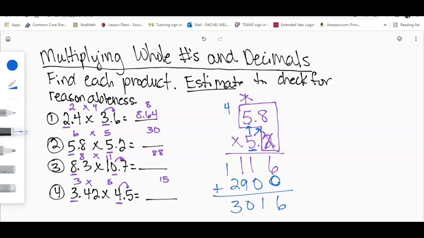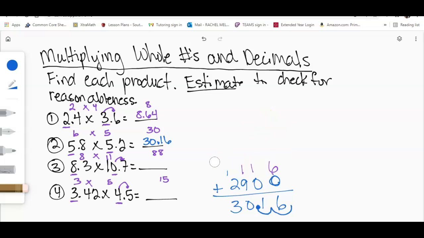And now the last step is to count over. So this factor has 1 decimal place. This factor has 1 decimal place. 1 plus 1 is 2, so I start here and I go over 2 places. So my answer is 30 and 16/100. Is that close to 30? Absolutely. If I was estimating 30 and 16/100, I would round it to 30, so it is very close.